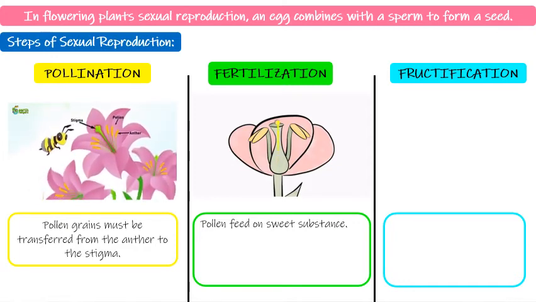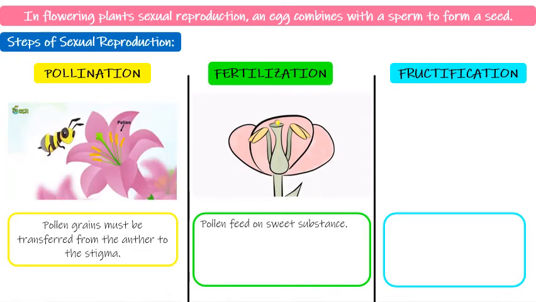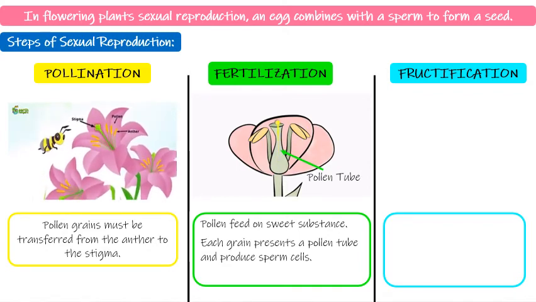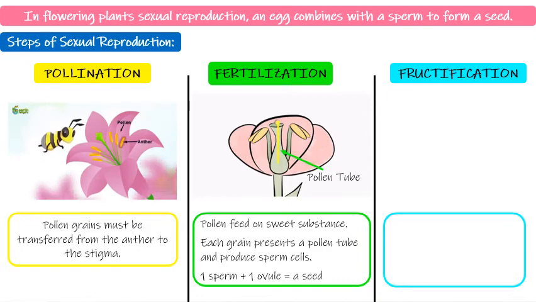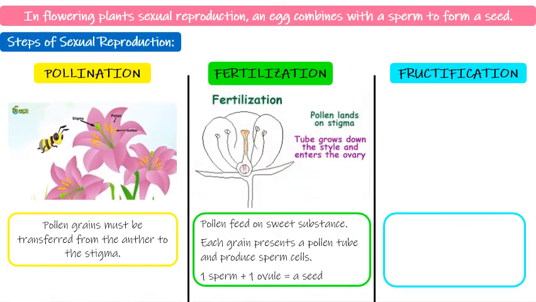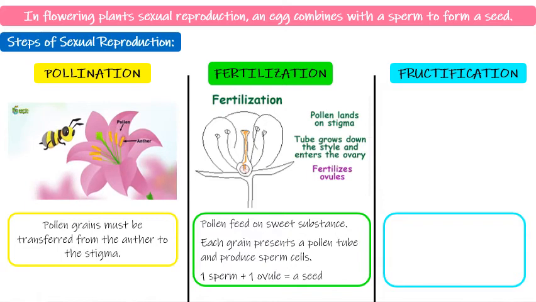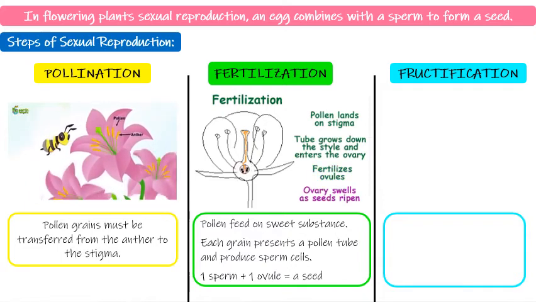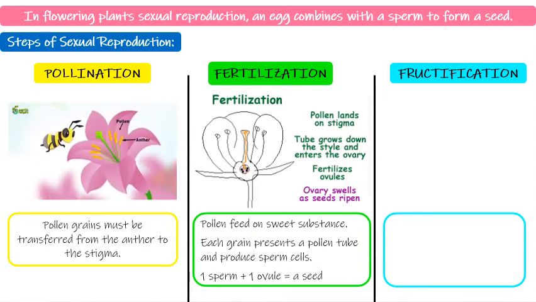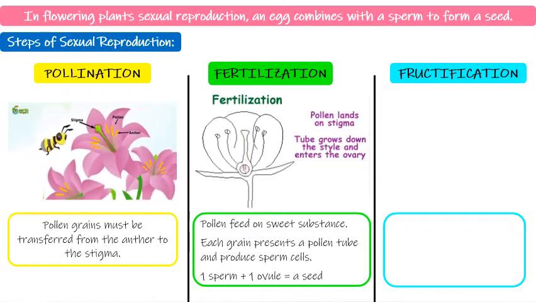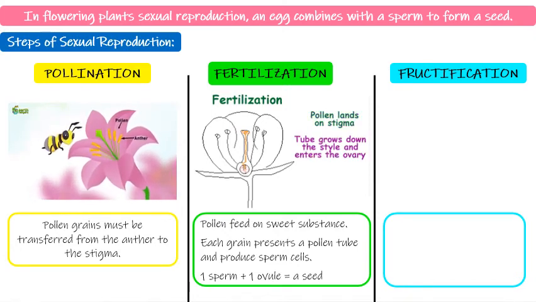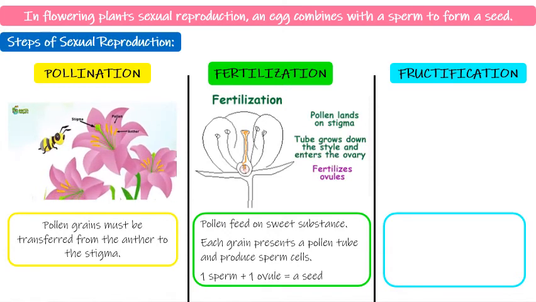Each sperm will travel down through the pollen tube. Okay, this is the pollen tube, and it will move down to the ovary. When one sperm meets one ovule, we will have a seed. So let me repeat this. Pollen lands on stigma. There are yummy things on the stigma. Pollen grains can feed on them. The pollen grain will make a tube like a road down, and it will make sperms, male eggs. When a sperm moves down through the pollen tube and meets an ovule, we will have a seed.